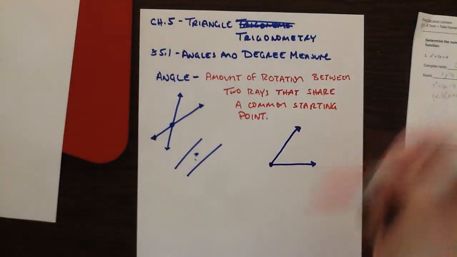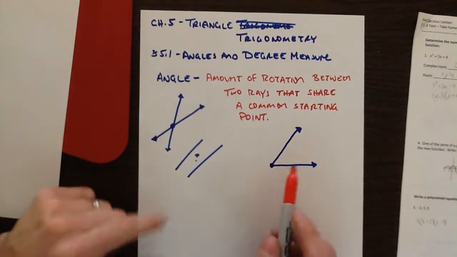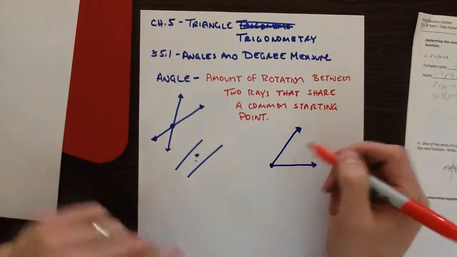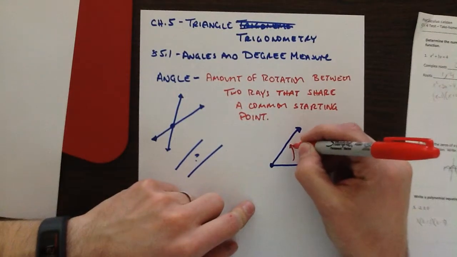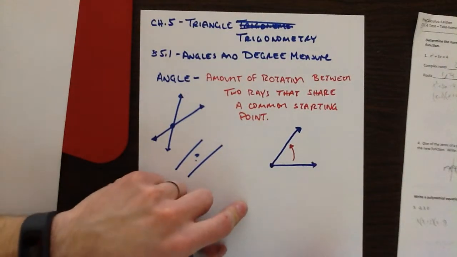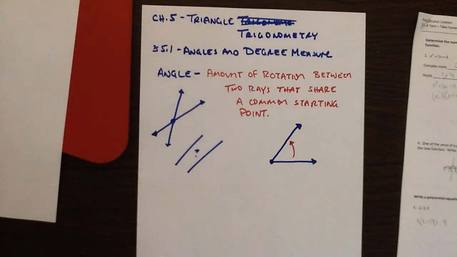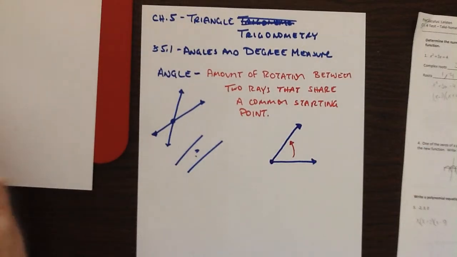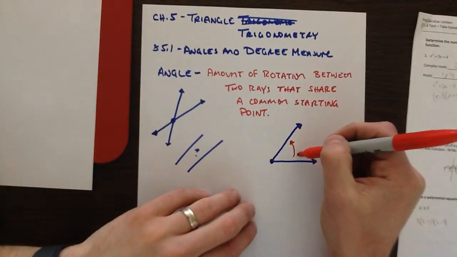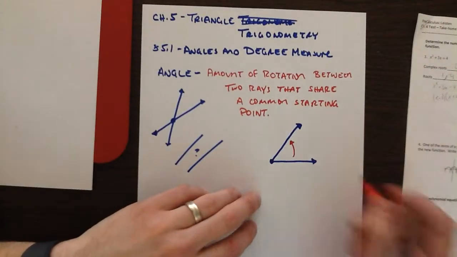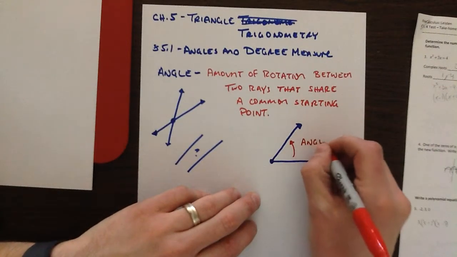The angle is not the intersection, is not the point. The angle is not the lines, the rays themselves. The angle is the amount of rotation from one ray to the next. It's how much space is between. Now, be careful with the word space, because space usually means area or volume, but that amount of rotation between one to the other. That's our angle in there.